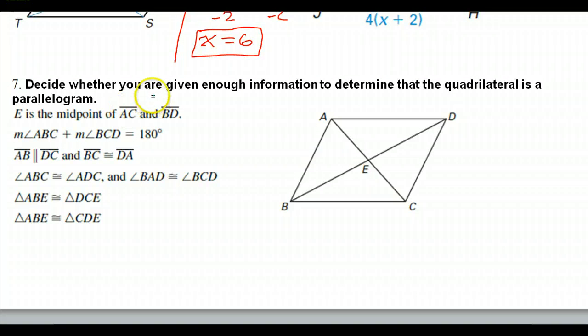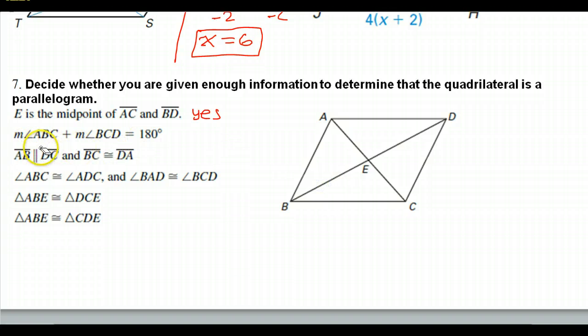Now, decide whether you are given enough information to determine that the quadrilateral is a parallelogram. So we're just going to say yes or no. Let's see. Say we're given that E is the midpoint of AC and BD. Well, if E is the midpoint, that would make these congruent and these congruent. So that means the diagonals would bisect. So that's one of the ways that we can prove it. So that's a yes.